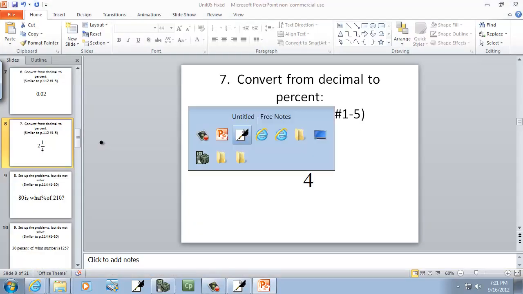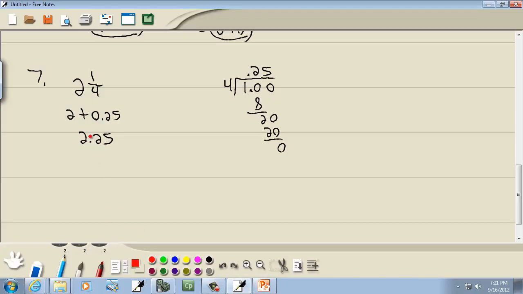And we're wanting to go from decimal to percent, so we're going to move our decimal point two places to the right. So this will become 225%. And that's our answer.